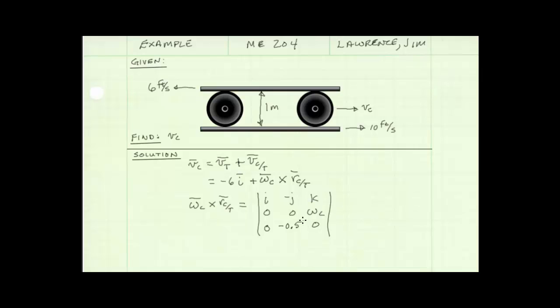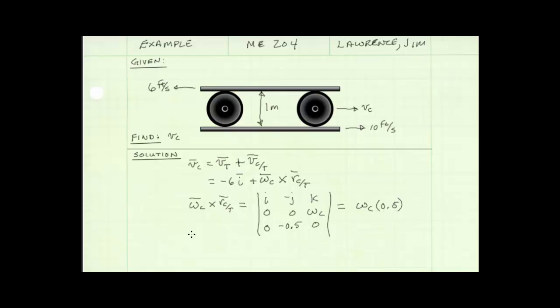Now if we do our cross product, the I component is 0 minus a negative 0.5 times omega c. J component will be 0. K component will be 0. So this is simply equal to omega c times 0.5.